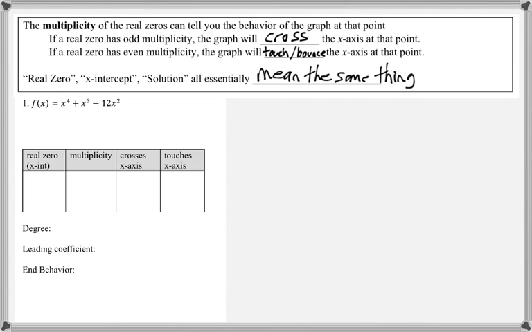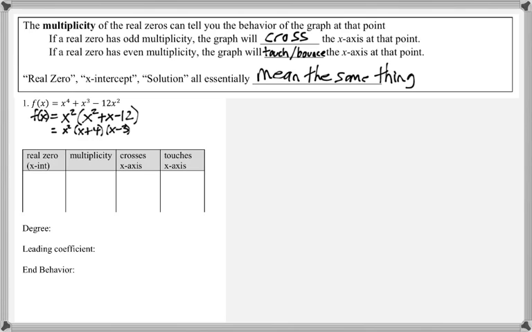So on number 1, I actually want to factor this. If I factor out the greatest common factor, that would be an x squared. And that would leave me with x squared plus x minus 12. And if I factor that further, that would be x squared, x plus 4, x minus 3.